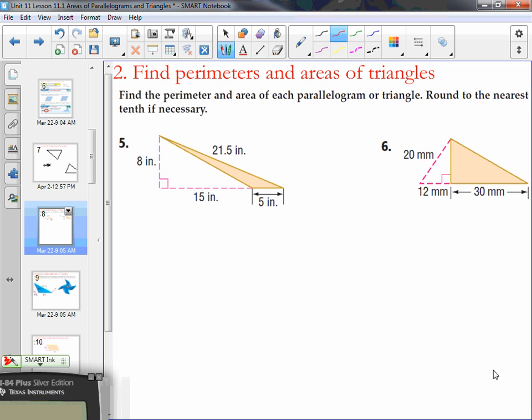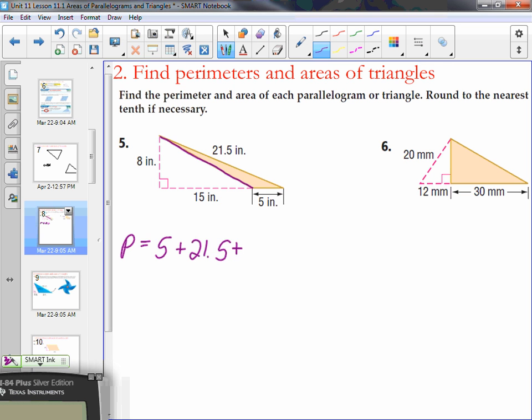On number 5, to get the perimeter, well, I know 2 out of the 3 sides. So the perimeter is going to be 5 inches plus 21.5 inches plus whatever the length of that missing side is. And I don't know the length of that missing side, but have they given me enough information to find it?